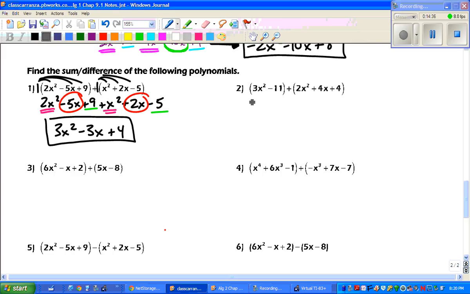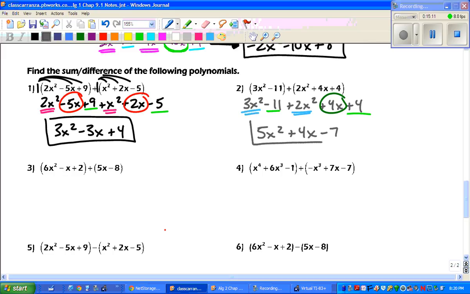Same thing with number 2. If you're distributing a positive, everything just stays the same. And now let's look for like terms. Got the 3x squared and then 2x squared, which gives us 5x squared. That's the only x, so 4x. Negative 11 plus 4, negative 7. All right, why don't you guys try 3 and 4 on your own? Go ahead and pause the video.